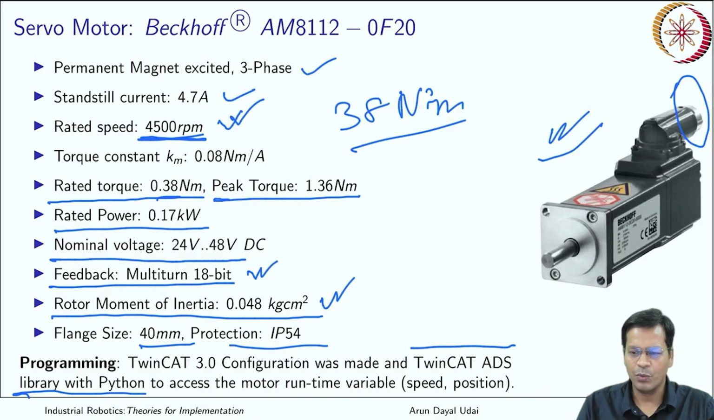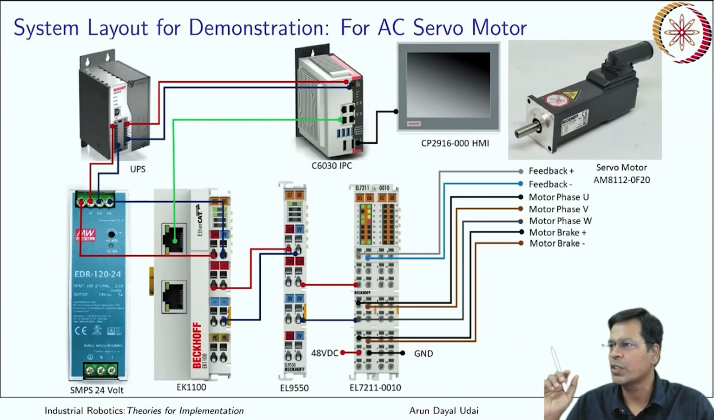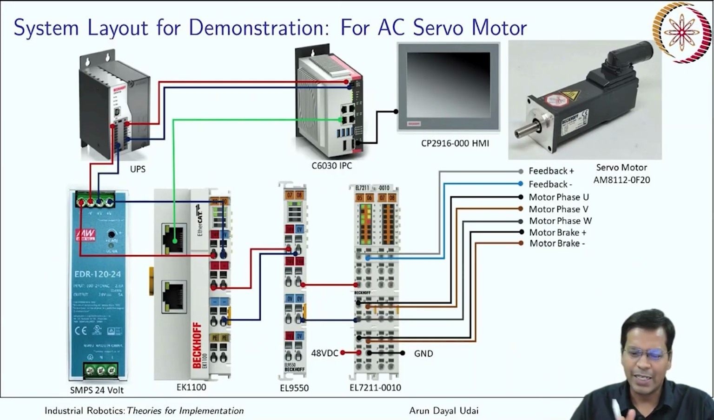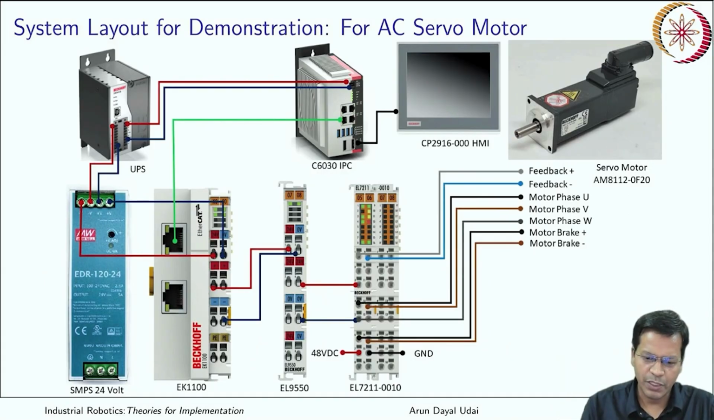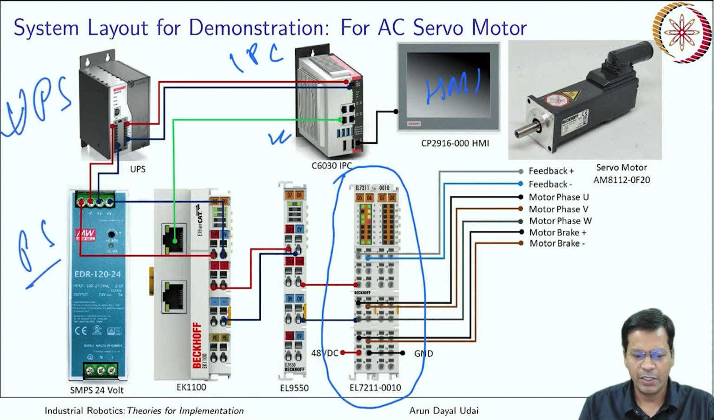Okay. So let's go to the working demonstration of this. Before that, let me just show you the circuit once again. It is exactly the same apart from this driver which is here. Everything else is the same. So this is your IPC, industrial PC, this is your HMI, this is the UPS, this is your power supply, 24 volt, 120 watt.